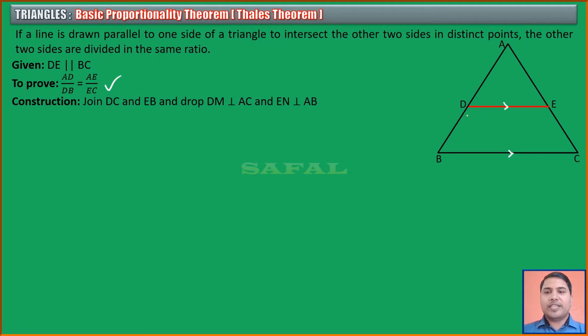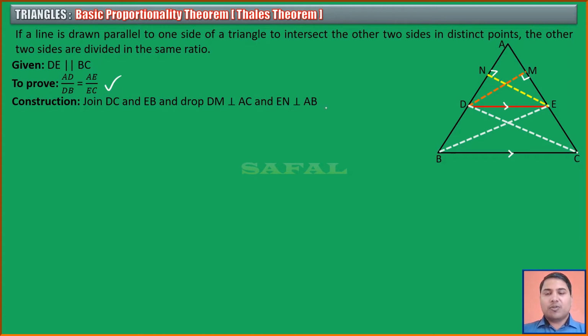So I need to join DC and EB. So I have joined D to C and E to B. Then I need to drop a perpendicular DM to the line AC, and another perpendicular from E to the line AB, EN. So the two perpendiculars I have drawn. Now we can start proving this.